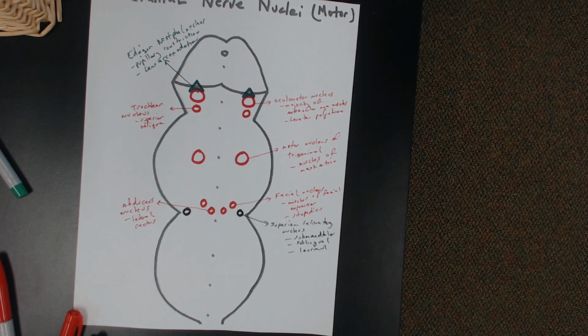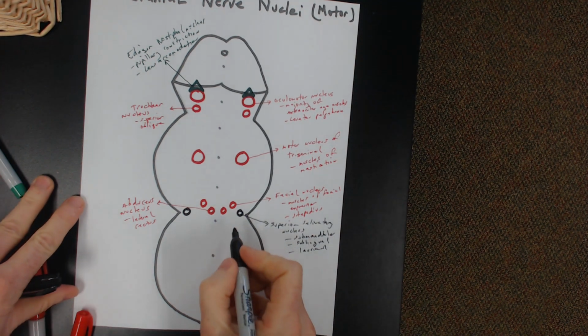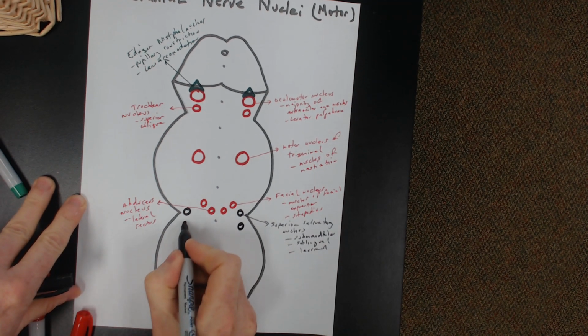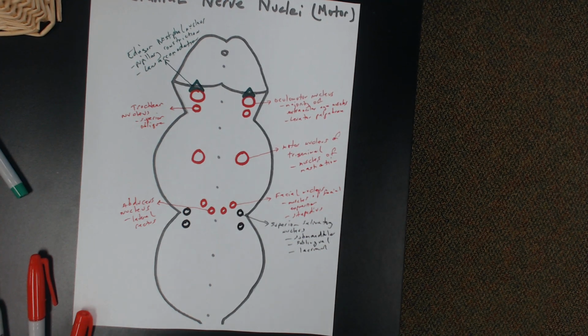Okay, now cranial nerve number 8 we talked about. It's purely sensory, so it's not going to be involved here. All right, now the next cranial nerve that we're going to talk about is cranial nerve number 9. Cranial nerve number 9 also innervates some salivary glands, but it uses a nucleus that's a little bit lower down. It uses the inferior salivatory nucleus.